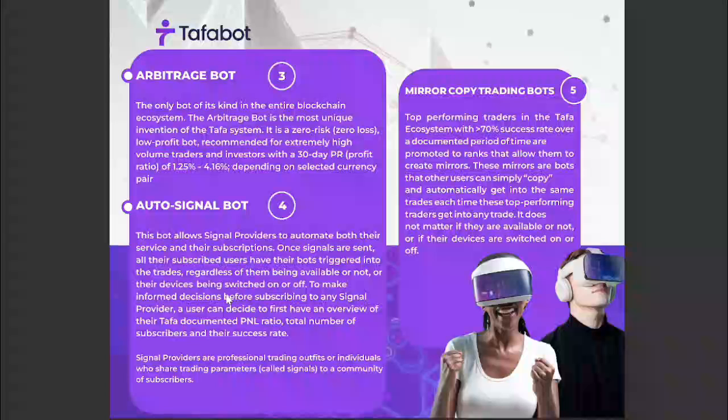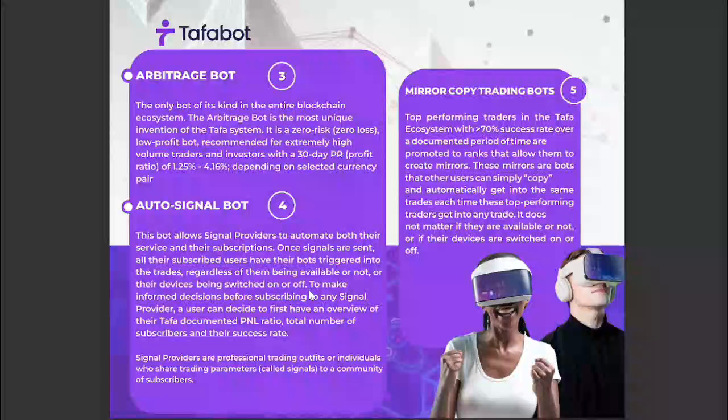By the time you subscribe to this particular bot, you don't have to miss any trade whatsoever. Once the signal provider drops a particular signal, the bot automatically trades it for you. You don't have to bother yourself. Okay, so the bots get triggered. Once signals are sent, all their subscribed users have their bots triggered into the trade, regardless of them being available or not, all their devices being switched on or off.